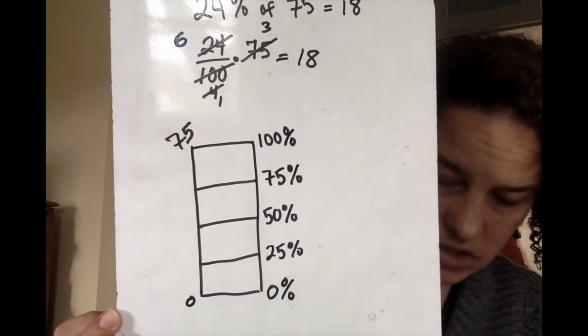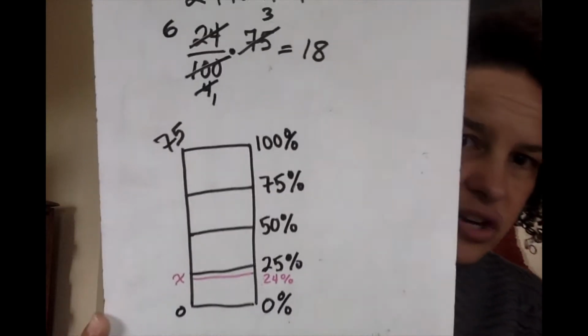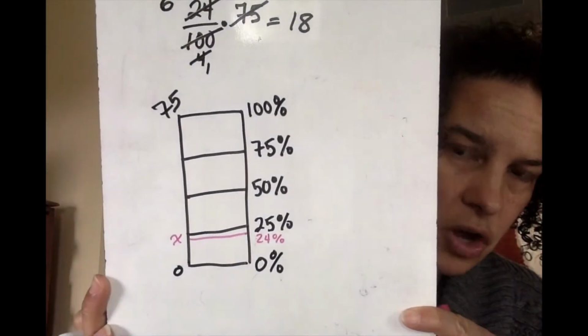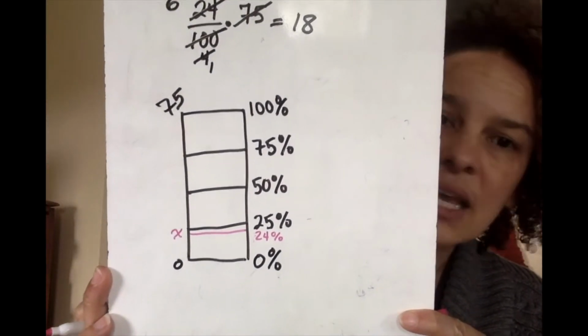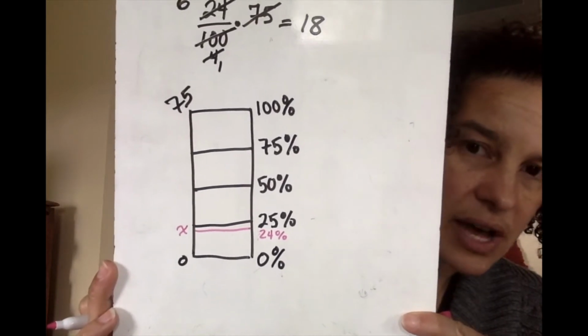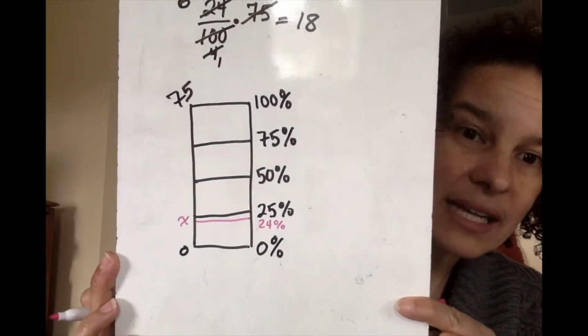Now, we want to find 24%. So I'm going to put 24% on my bar model, and it's going to be just underneath the 25% line. And I'm going to put that in another color so you can see. So there's 24%. But I want to know what 24% represents as a part of 75. So that's going to be whatever x is.